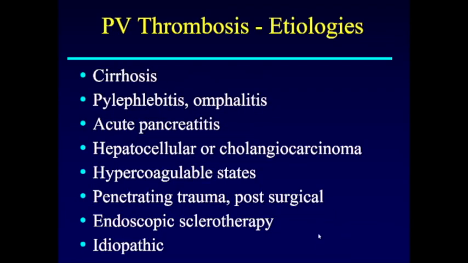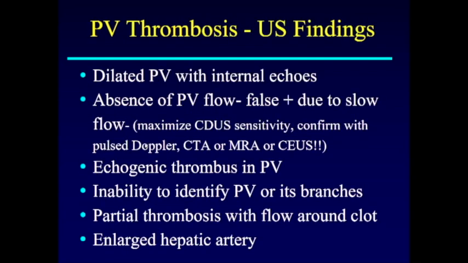So what are some of the etiologies of portal vein thrombosis? Well, there's a whole long list, but the most common ones, you can see them in liver cirrhosis, pylephlebitis and omphalitis, especially in children, patients who have acute pancreatitis, and then patients who have hepatocellular carcinoma or cholangiocarcinoma, hypercoagulable states, penetrating trauma can cause portal vein thrombosis, and then some rarer ones, endoscopic sclerotherapy, and then there's also an idiopathic version.